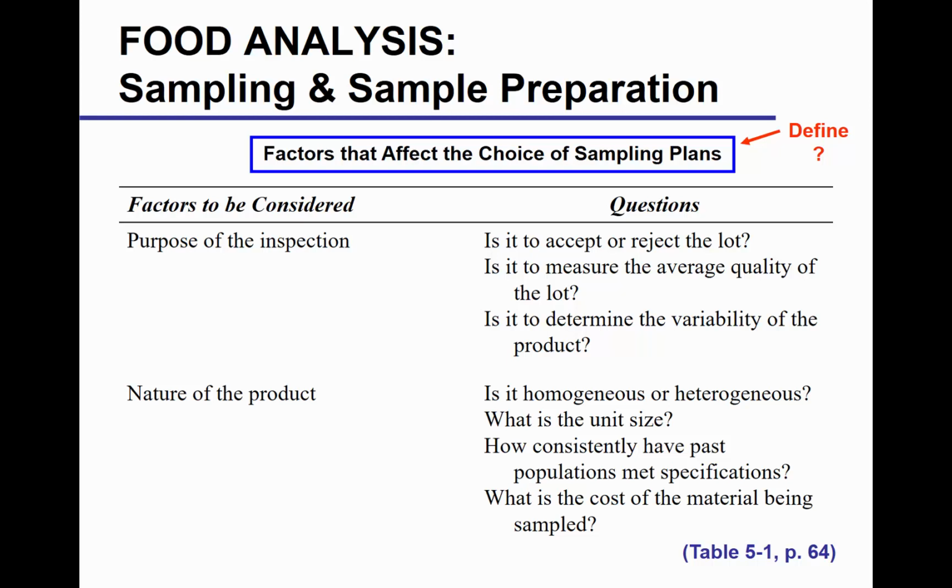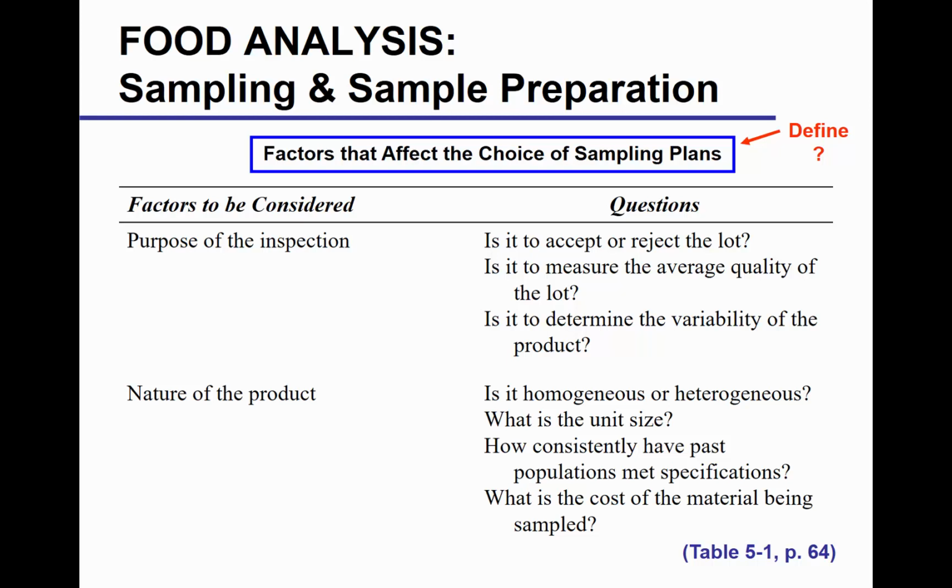Is it homogeneous? Then sampling is easy. When you have a homogeneous sample, anywhere you pick a sample is going to be the same. If it's a flour, it's usually not that hard to decide where to get a sample from a flour bag. It's homogeneous, it's flour, it's been milled.